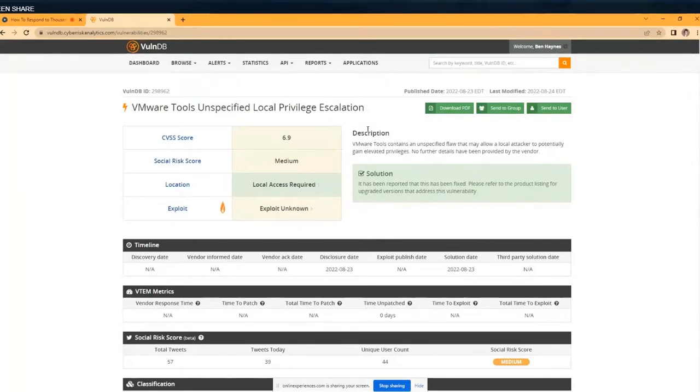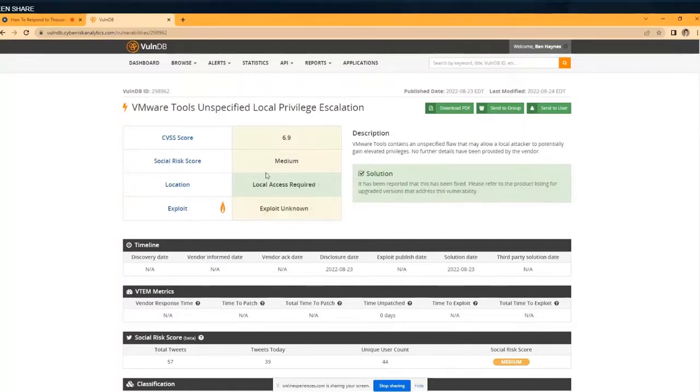So it's a local privilege escalation vulnerability. It's a 6.9 CVSS score. It is a local vuln. It's not remote. That might contribute to why it's not higher as far as CVSS. It has a solution, pretty straightforward. We're not aware of any exploit information for it.